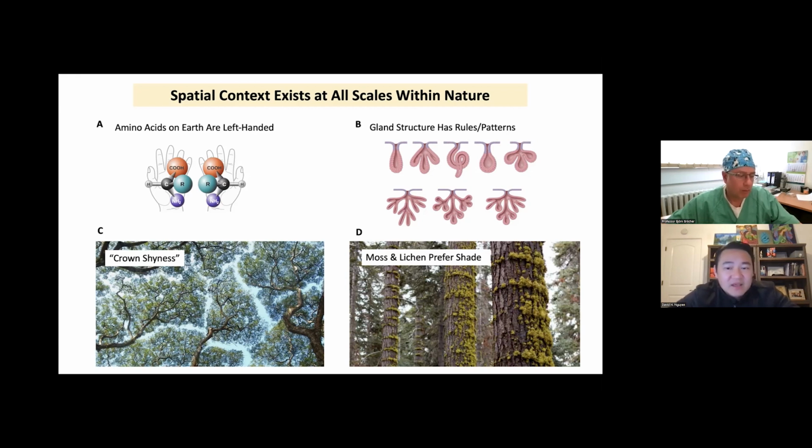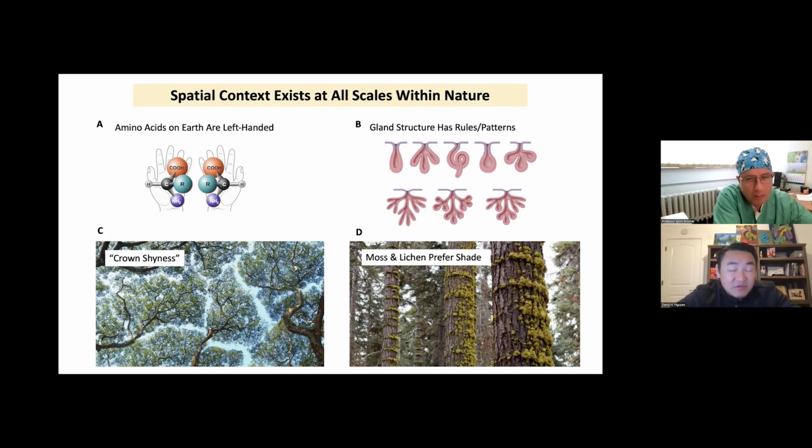But in terms of shape, we didn't have a method, but we do now, through the technology that I'll be describing. And in panel B, you can see that even with gland structures, they follow rules when they develop. And when they don't follow rules, they push into each other, they invade each other, and we call that cancer, right? So there's spatial context important in development and disease.